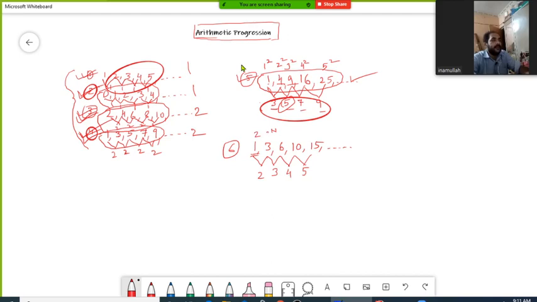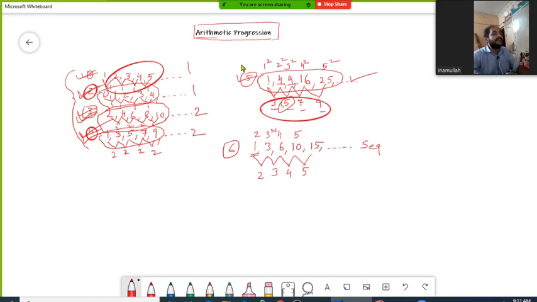When you add 3 to this number, you will get 6. When you add 4 to this number, you will get 10. When you add 5 to this number, you will get 15. Am I correct? So this is a pattern. This set of numbers follows a specific pattern. So you can say this is a sequence. 1, 3, 6, 10, 15 is a sequence.